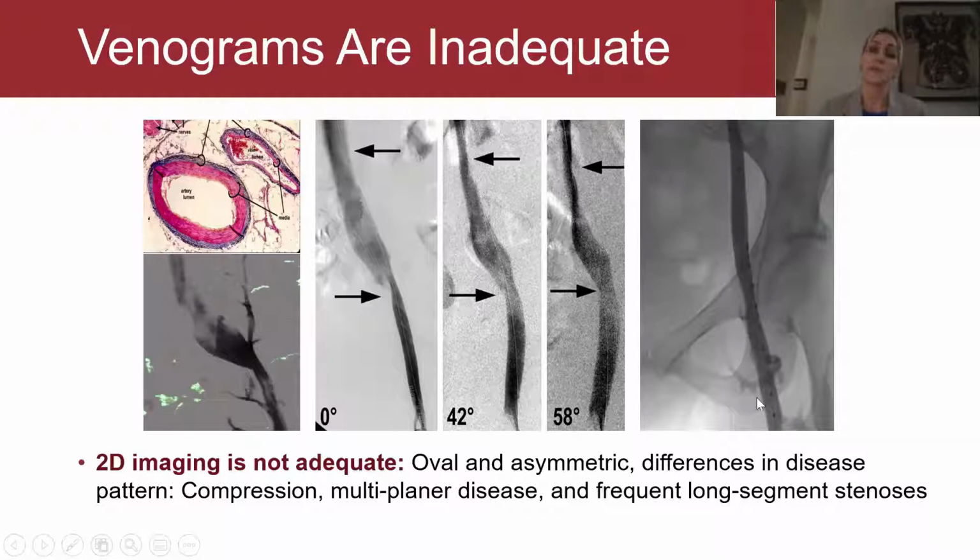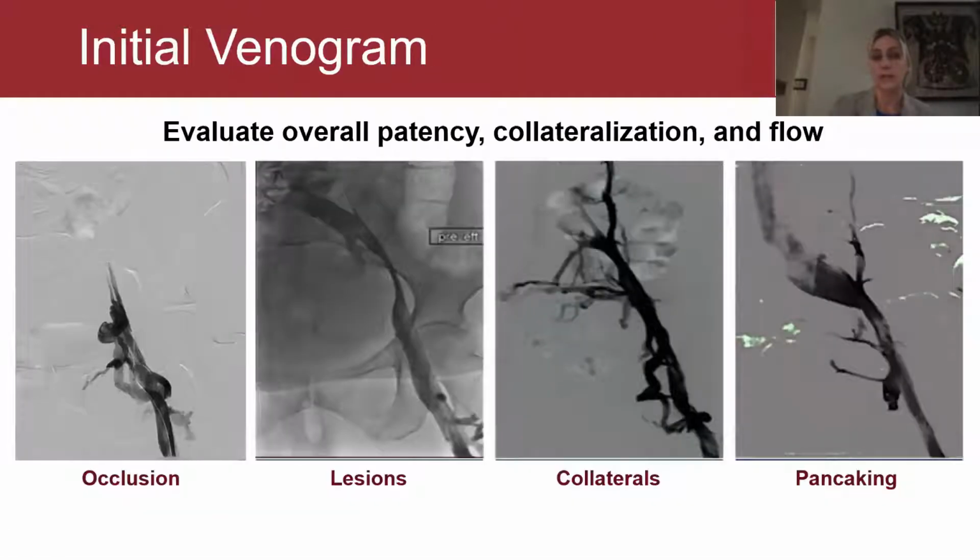So there's no way to tell if this is a normal vessel or not. There's no way to assess the area. So in general, I do use venograms, but what I use them for is to give me an overall idea of what I'm in for, an overall roadmap of the case. It's very good for assessing occlusions and level of disease, for assessing discrete lesions, for seeing collaterals, which can indicate an underlying obstruction, and for sometimes seeing things that give you a clue as to what's going on, like pancaking is akin to an underlying May-Thurner.